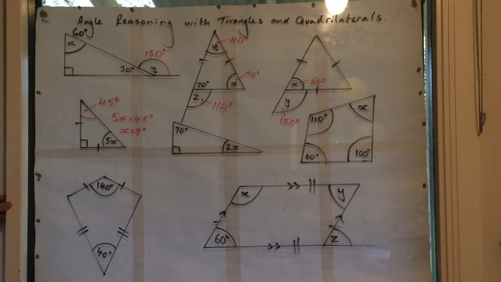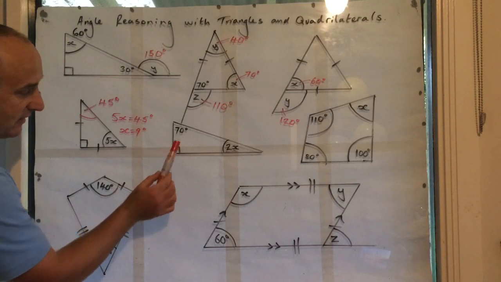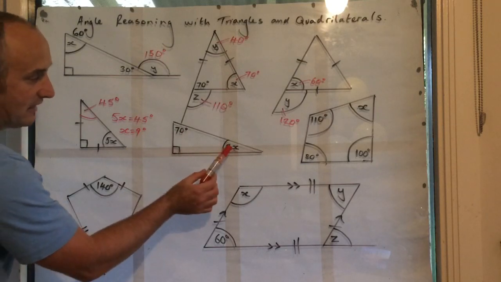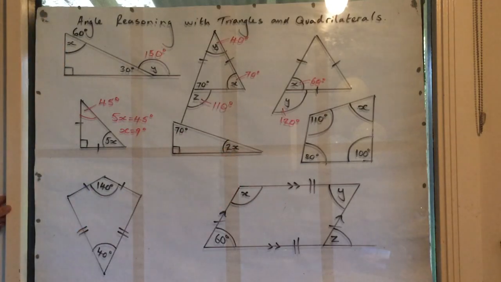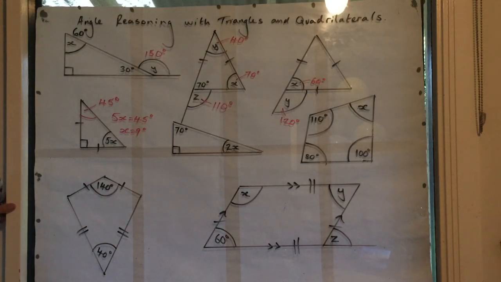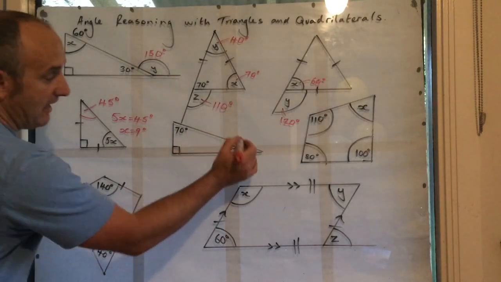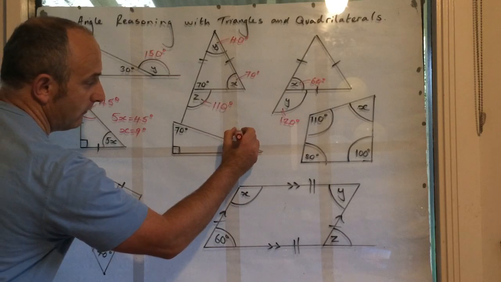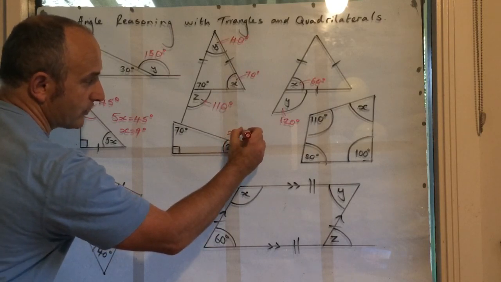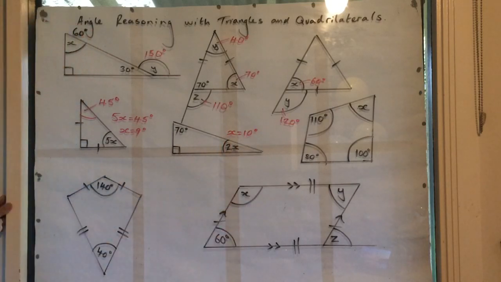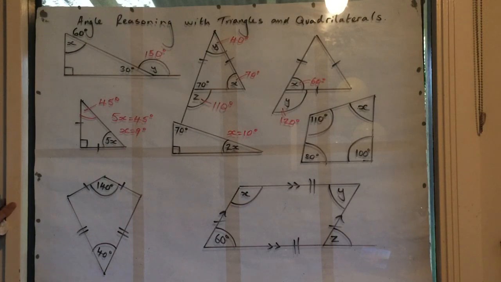On this one here, if this is 90 and this is 70, then 2x must be 20 degrees. So x must be 10 degrees on that question, because 2 lots of x is 20 degrees. Now we move up to the quadrilaterals.